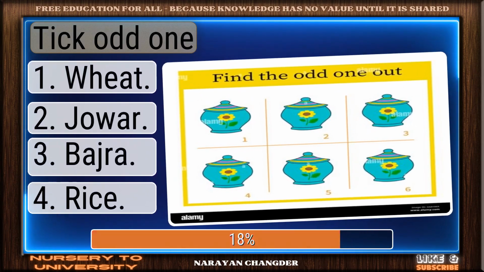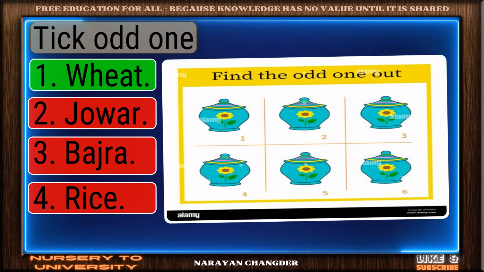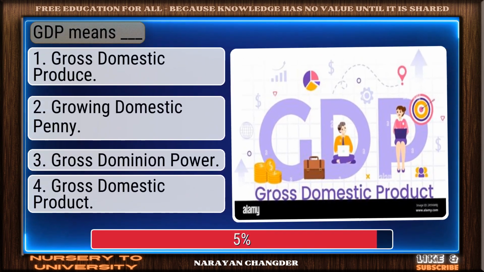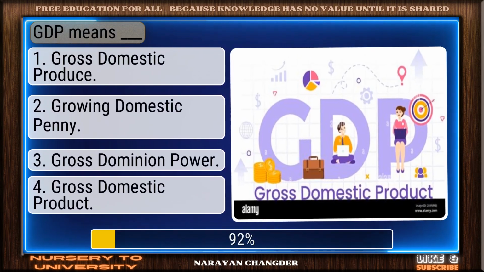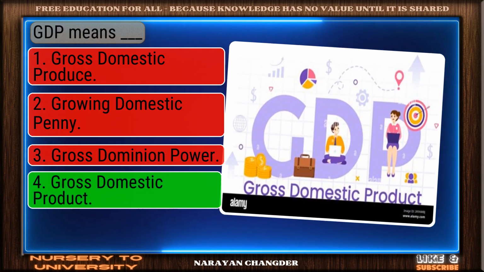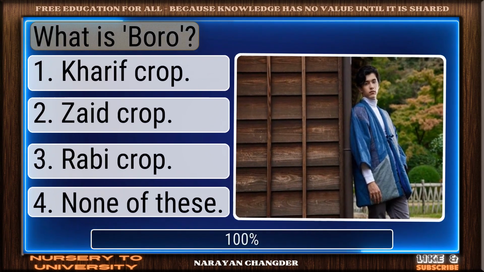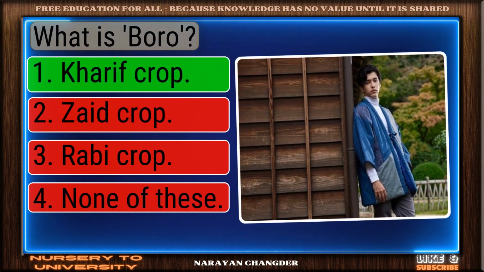Pick the odd one. Strong choice. Wheat is right. GDP means dash. Nice selection. Gross domestic product is correct. What is Boro? You got it. Kharif crop fits.